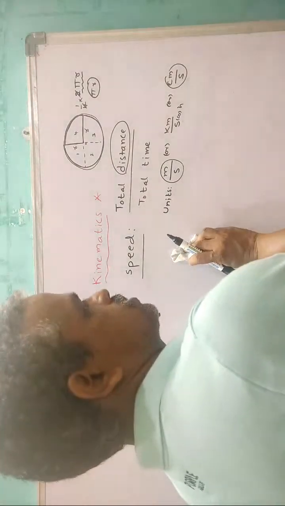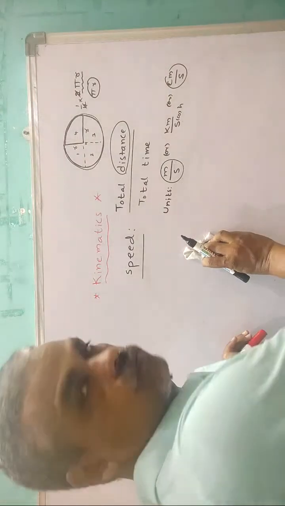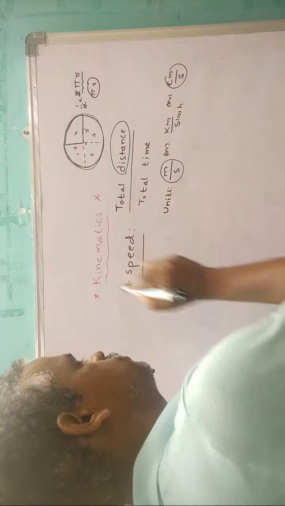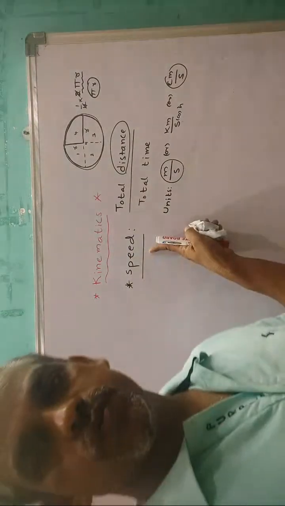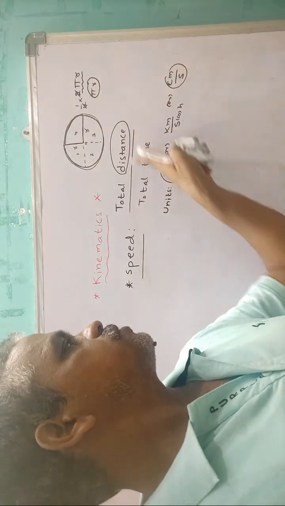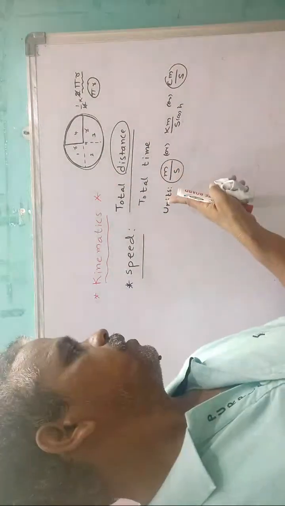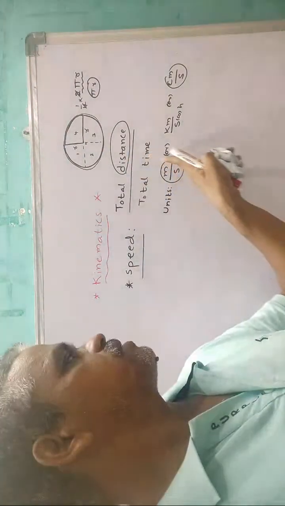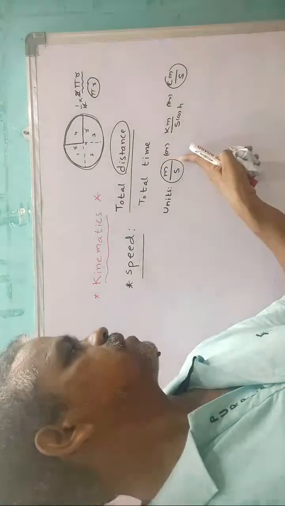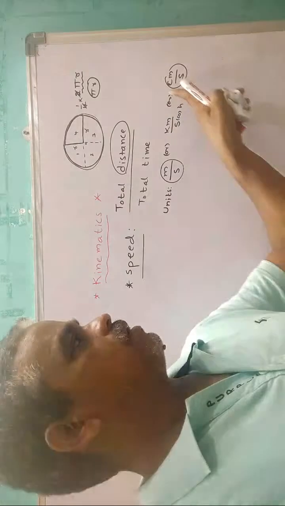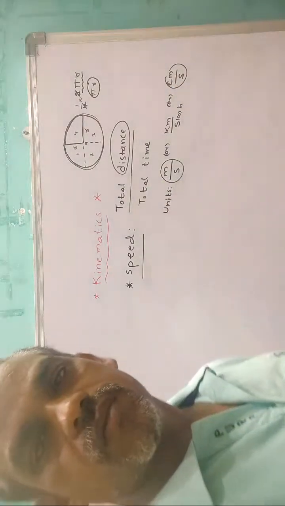Okay, now just copy this one. See, I am discussing speed. Speed is nothing but total distance by total time. For units, we can measure distance in meter and time in seconds, so meter per second, kilometer per second or kilometer per hour, and centimeter per second.